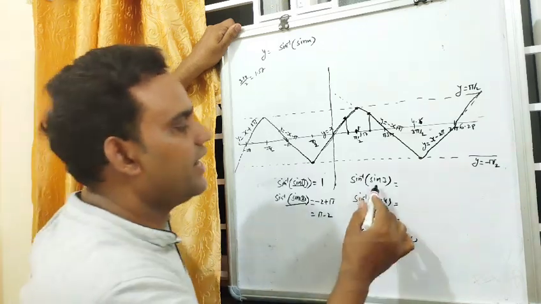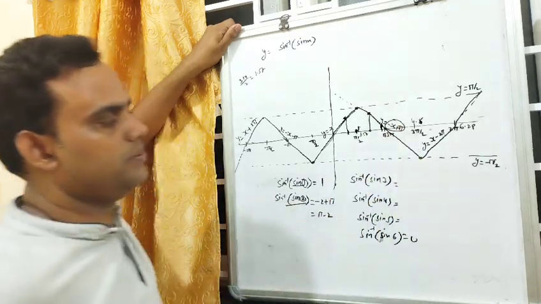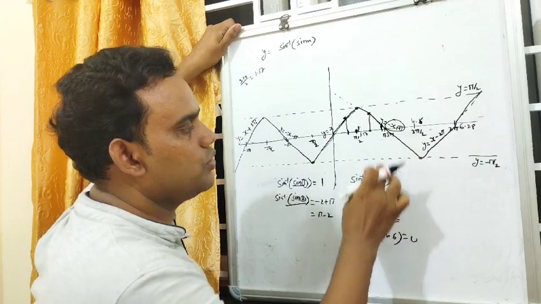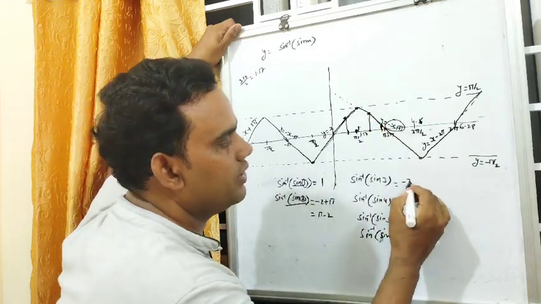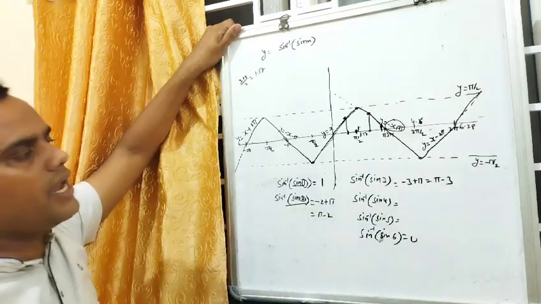Similarly sine 3 means 3 will come here. Again minus x plus pi. Means in place of x you write 3. So minus 3 plus pi means pi minus 3. Similarly sine 4.